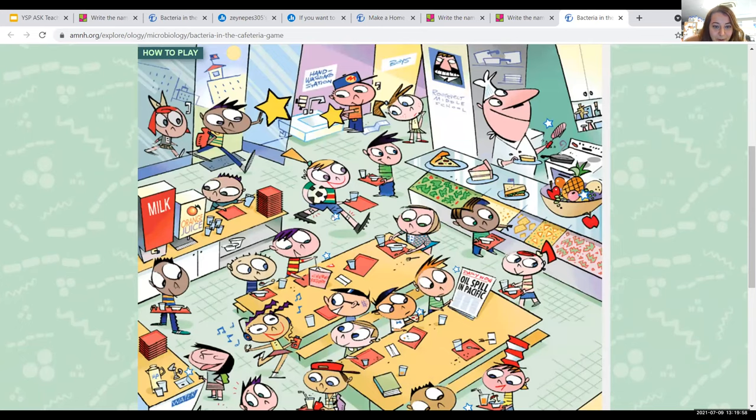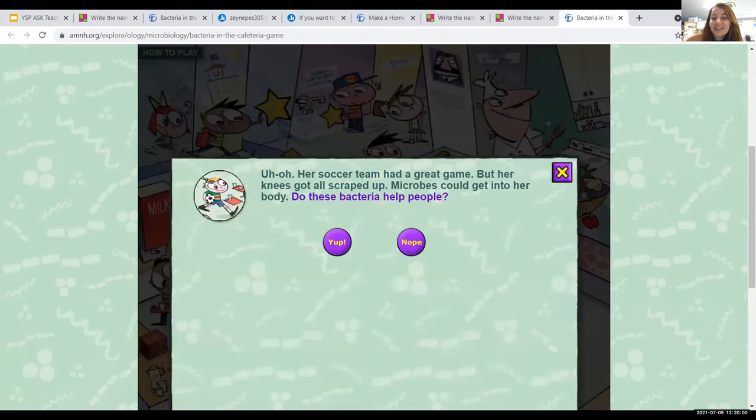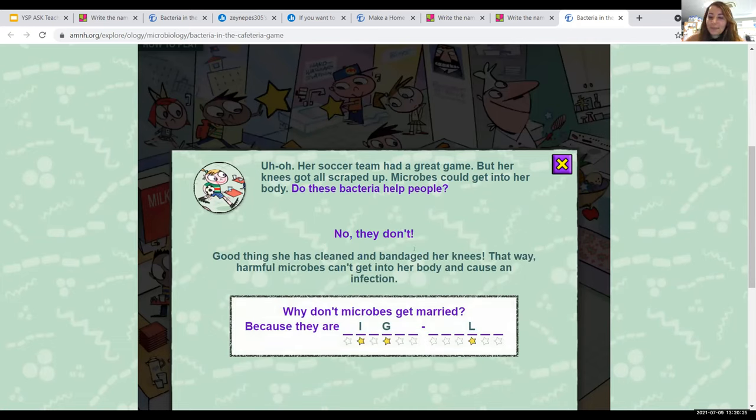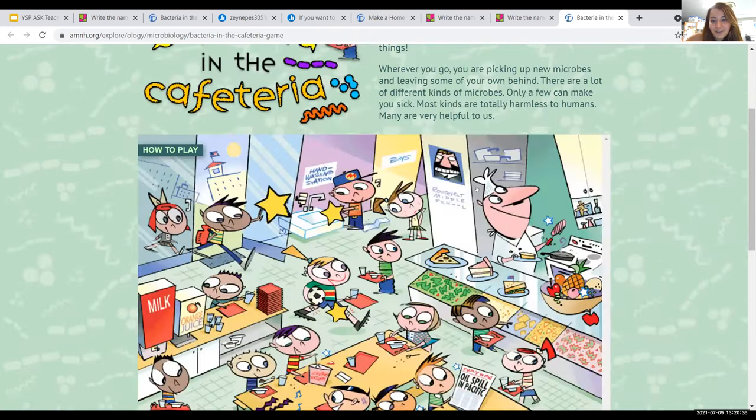This boy or girl. Okay. Our soccer team had a great game, but her knees got all scraped up. Microbes could get into her body. Do these bacteria help people? No. Yeah. No. Okay. This is also the right answer. Good thing she has cleaned and bandaged her knees. That way, harmful microbes can't get into her body and cause an infection. So we have three letters now. We are going very good.